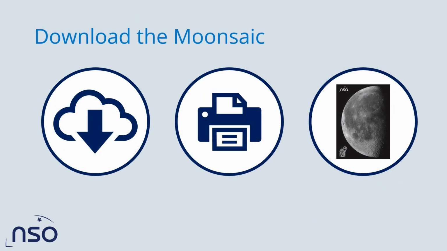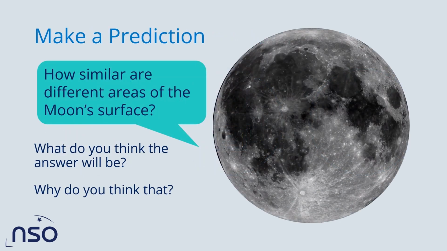You should have downloaded the Moonsaic last quarter files from the resource webpage and printed out the images. The images are a jigsaw of the Moon during its last quarter phase. We have chosen this phase because the shadows make it easier to spot the craters. You are investigating how similar are different areas of the Moon's surface.